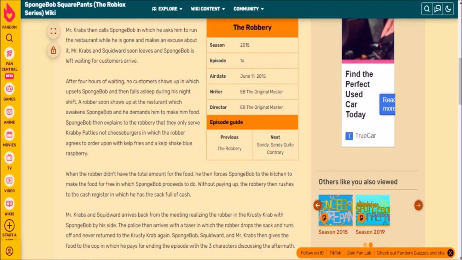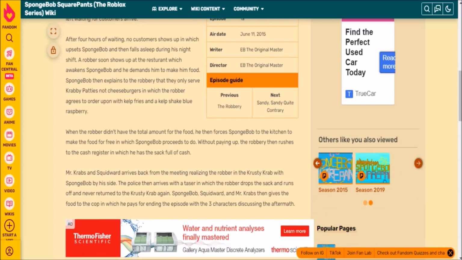Well, they're supposed to be waiting for customers to arrive, but of course the grammar will be mostly off here. After 4 hours of waiting, no customer shows up, which upsets SpongeBob and then he falls asleep during his night shift. A robber soon shows up at the restaurant, which awakens SpongeBob, and he demands him to make him food. SpongeBob then explains to the robber, well, I don't know why you put robbery here, but again, the grammar.